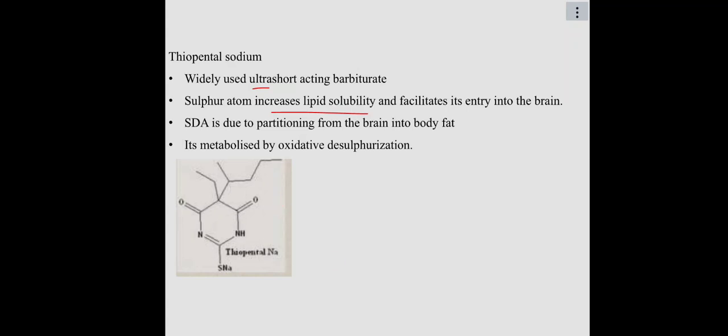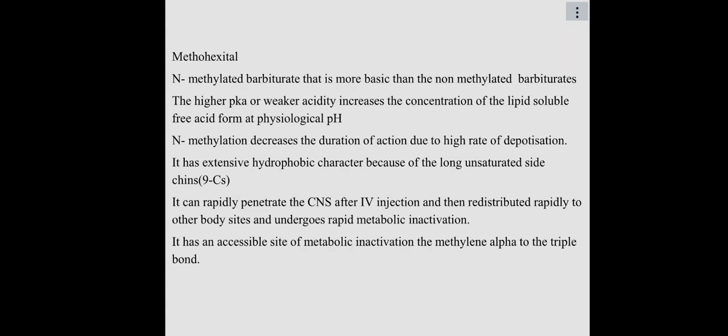And of course, I've mentioned some of the very important points on the SAR. Then there's methohexital, and as I have said, not only is it methylated, this is the structure of methohexital. You can see it is methylated on one nitrogen, but it still allows for keto-enol tautomerism.